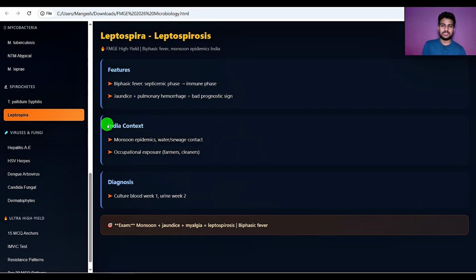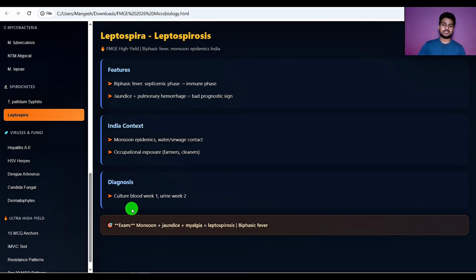Then the next is about, in Indian context, monsoon epidemics are related to the leptospirosis. There is a contamination of the water with the sewage because there is a contact of sewage water with the normal drinkable water sources. That is why there is increased cases in monsoon. Then there is also occupational exposure from farmers and cleaners. For diagnosis, we use culture. We use the blood for 1 week and urine for the 2nd week.